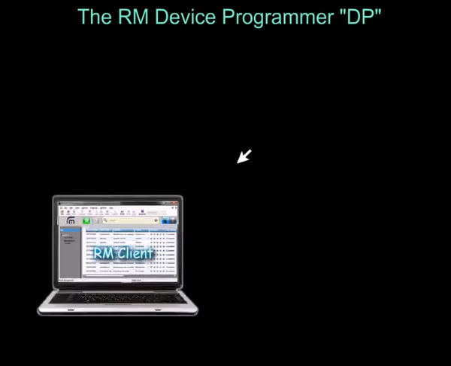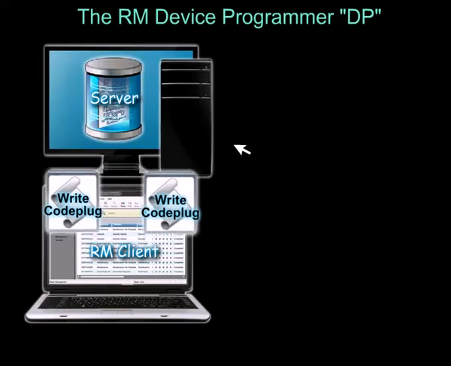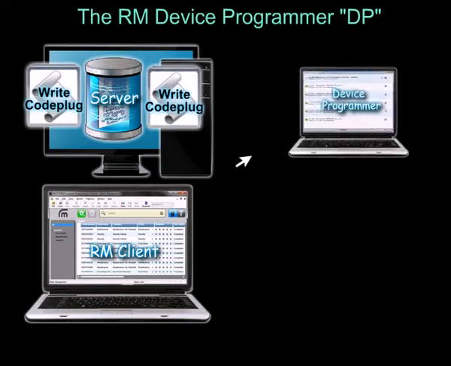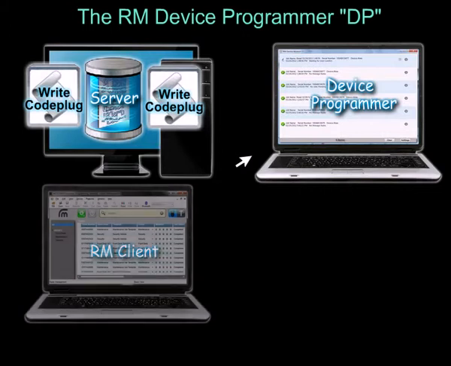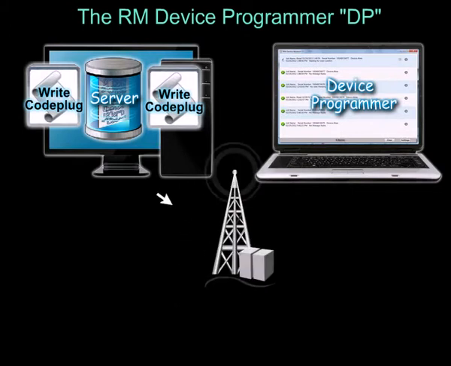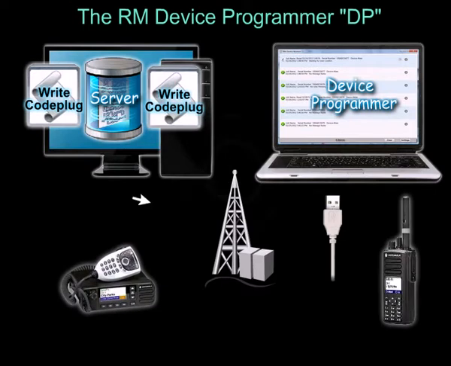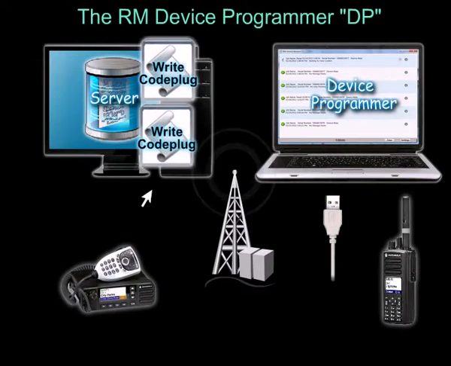The third radio management component is the device programmer. Programming jobs that are defined in the RM client are then stored and waiting in the RM server and are ultimately performed by the device programmer. Through either an over-the-air connection or a USB connection, once a radio's presence has occurred in the device programmer, waiting jobs may then be performed.